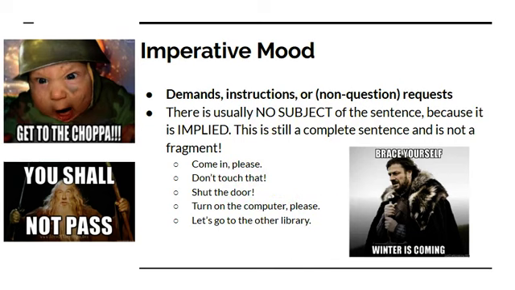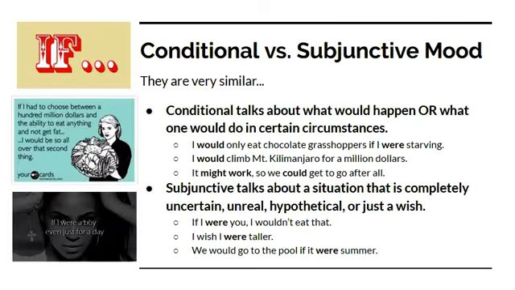So commands are one mood or type of sentence. The most challenging kind to understand is conditional and its cousin, subjunctive mood. And they're a little tricky because they're similar. Conditional mood talks about what would happen in certain circumstances. So conditional is plausible or possible.